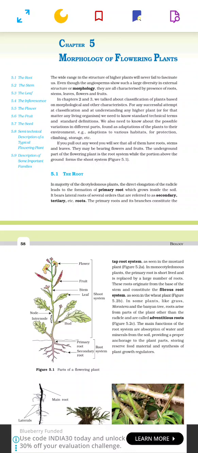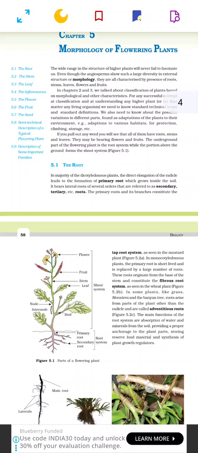There is a leaf, which is the main photosynthetic organ of the plant, a stem which can be green in the young plant and brown in color in the mature plant, and there is a fruit, which is the ripened ovary, and there are flowers, which are the reproductive organ of angiosperms. This all constitutes the shoot system.